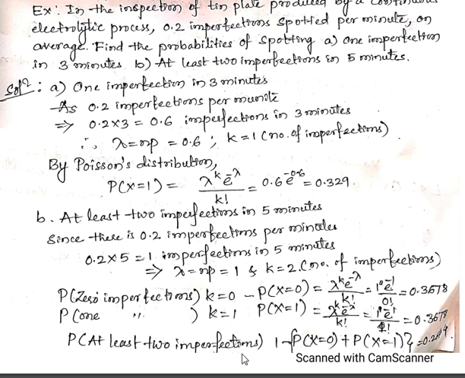Then the probability of having at least 2 imperfections is nothing but 1 minus the probability of having 0 and 1 imperfections. So it will be 1 minus these two values, which will be 0.2644. Some other kinds of distributions we'll see in the next video.